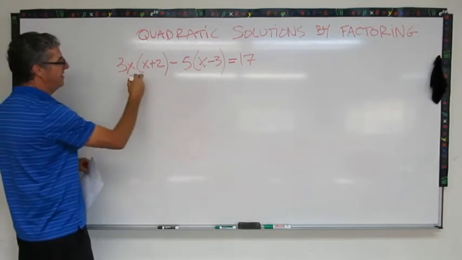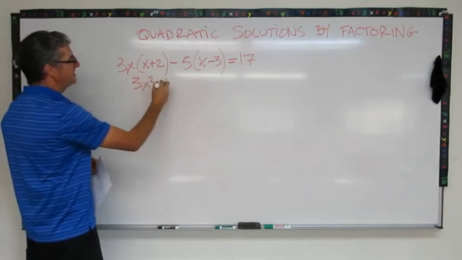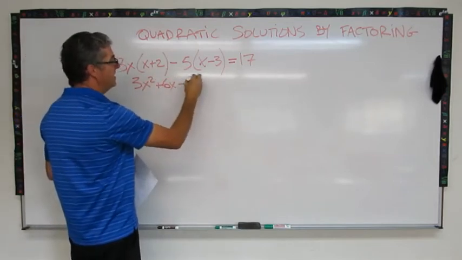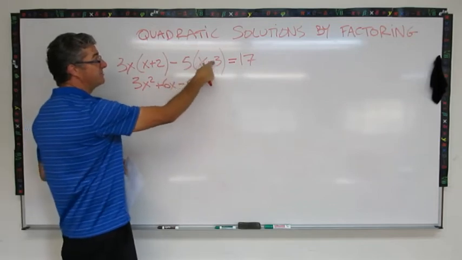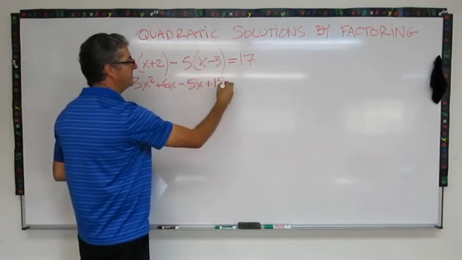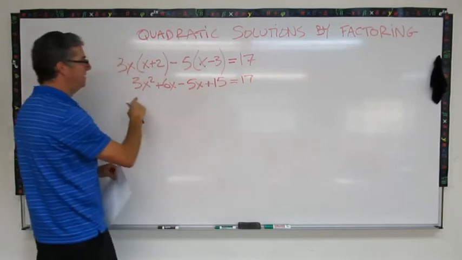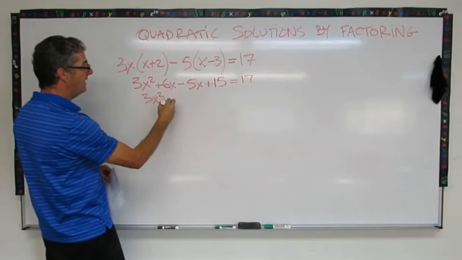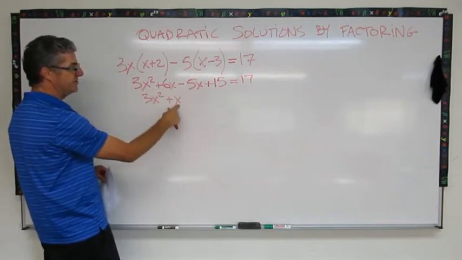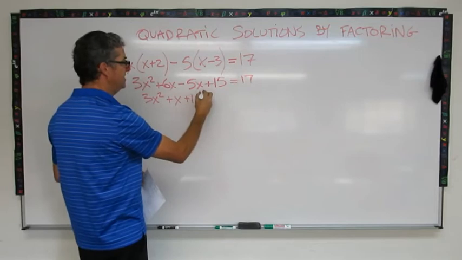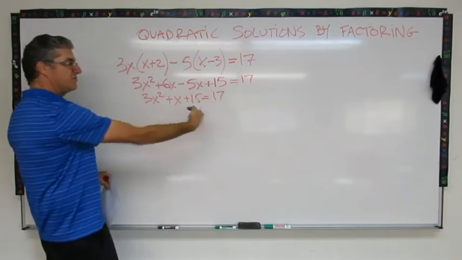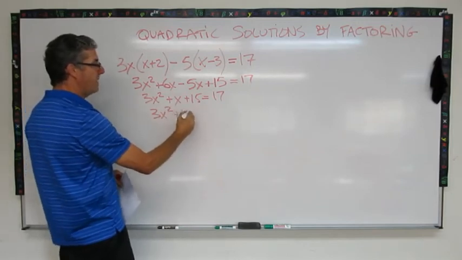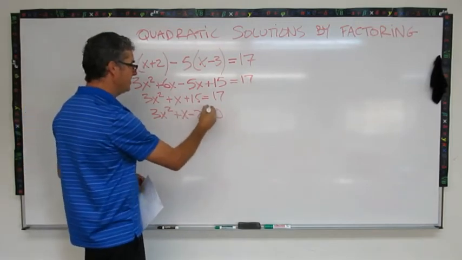3x times x, 3x squared plus 6x, doing my distributive property, minus 5x. Now pay attention to your signs. It's minus 5 times minus 3. That becomes plus 15 equals 17. Combine our like terms. I have 3x squared plus x. 6x minus 5x is just 1x. Plus 15 equals 17. Subtract the 17 over to this side. 3x squared plus x minus 2 equals 0.